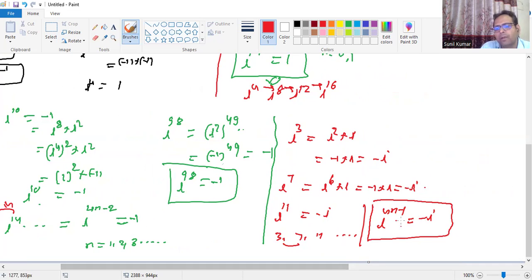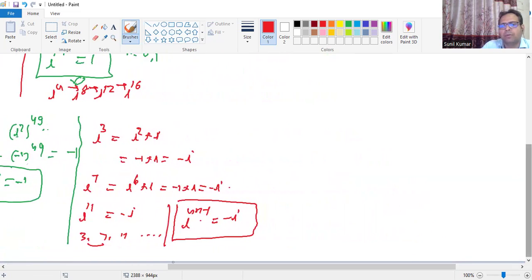So these are the basic concepts regarding complex numbers, iota, the power of iota, and what we get in the different cases. I'm going to discuss basic concept questions here also.